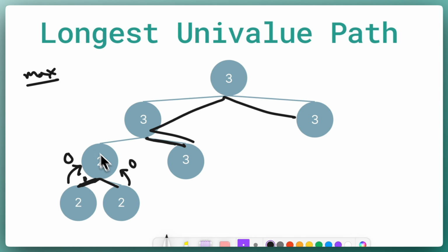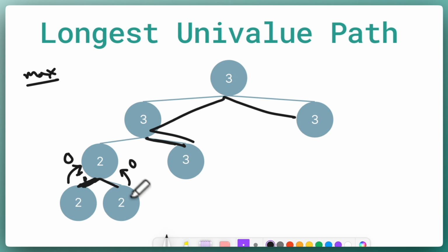So now we're at node 2. We want to calculate the longest Univalue path that runs through it using these two return values right here. So the first thing we have to check is if our node is equal to our left child. Because when that's true, we're basically allowed to include this edge right here as part of the longest Univalue path, and we're able to extend it using whatever value we got from our left child. So in this case, that's a 0.